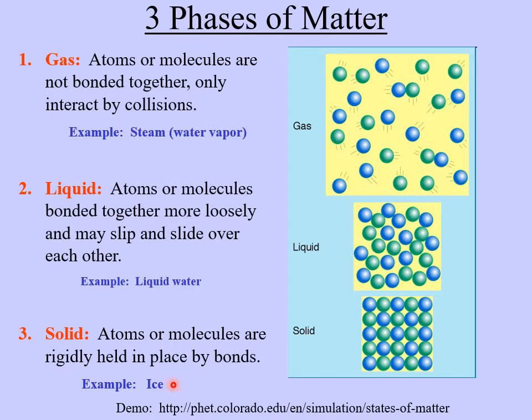So for example, if we have solid water, which we call ice, we have the water molecules rigidly held together. And what this means is that these atoms or molecules can't move around inside of the solid. They're fixed in place. In a liquid phase, the atoms or molecules are bonded together more loosely, and they can actually slip and slide over each other. In other words, the liquid can actually flow. And then finally, the gas phase is when the atoms or molecules are not bonded together at all. They're free to move about, and they only interact with each other when they bump into each other and collide.